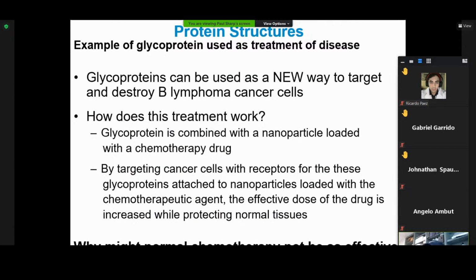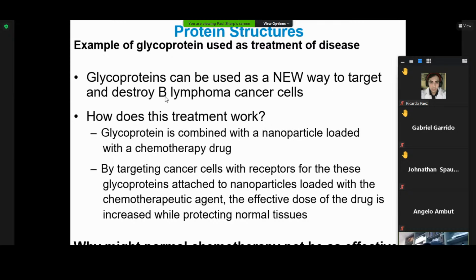So an example, why do we care about post-translational modifications and whether or not you have a protein that gets glycosylated? Well, we can think outside the box, and when we have information, we can then co-opt and use that information for beneficial purposes, like for treating disease. So for example, glycoproteins can be used as a new way to target and destroy B lymphoma cancer cells.